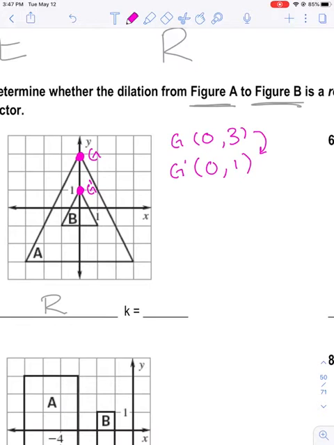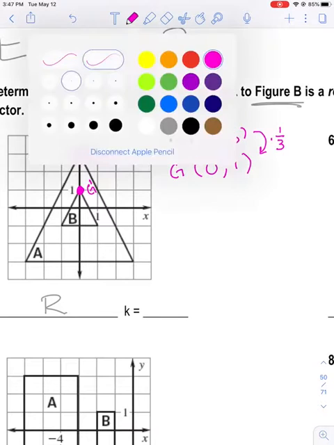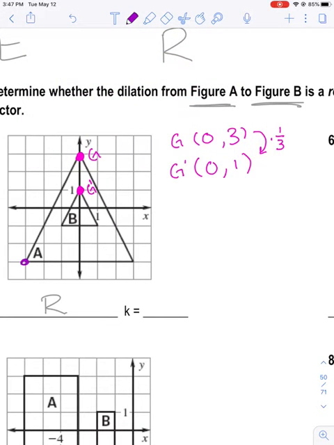0 is not going to help me, but 1 and 3 will help me. So the arrow's pointing at 1. I could do 1 divided by 3, and that's the answer, 1/3. So I multiplied G by 1/3, and that gave me G prime. We can test it out. Why don't I just show you one more point.